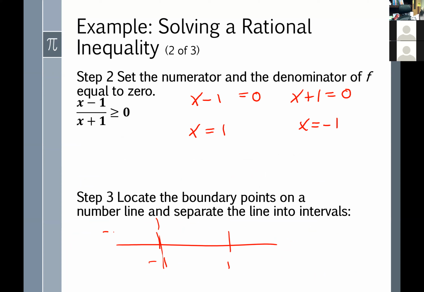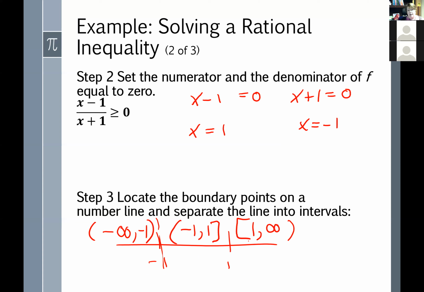So my intervals are going to be from negative infinity to negative 1, negative 1 to 1, and from 1 to infinity. And then I'm going to talk about where do I use a bracket or where do I use a parenthesis. I cannot use a bracket next to negative 1. It's got to be a parenthesis, because if x is equal to negative 1, the denominator is 0, and I can't have that. But I am going to put a bracket next to 1.